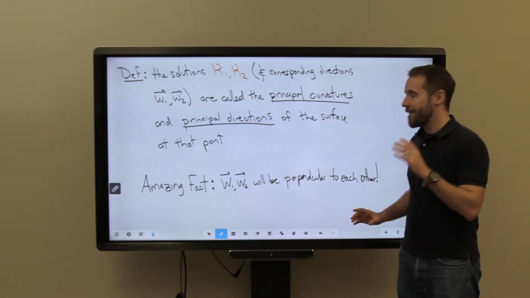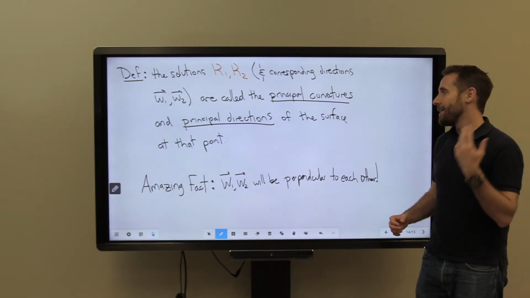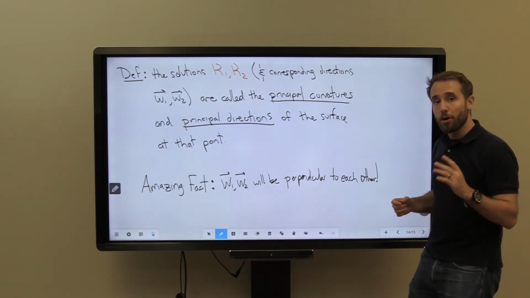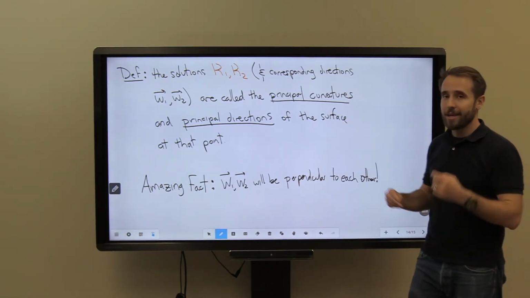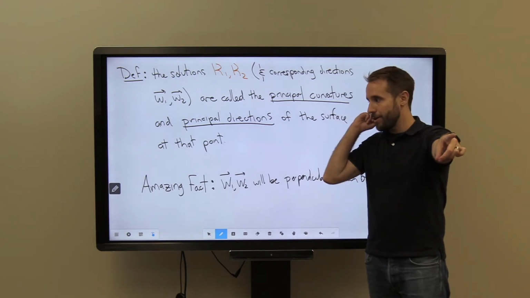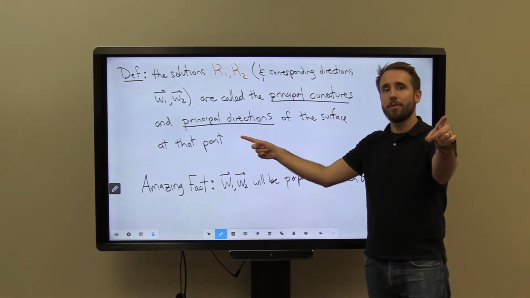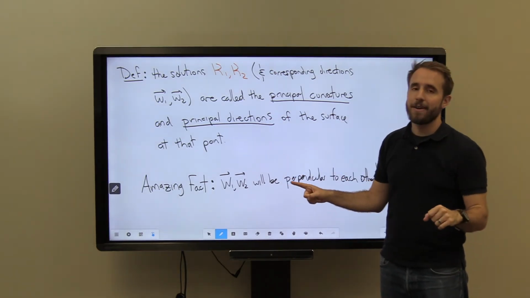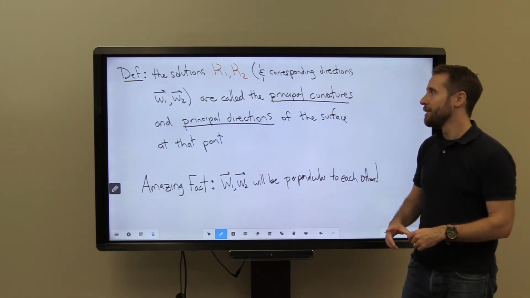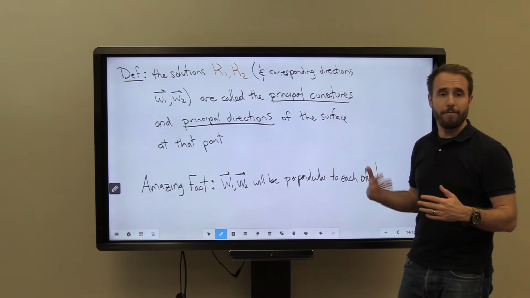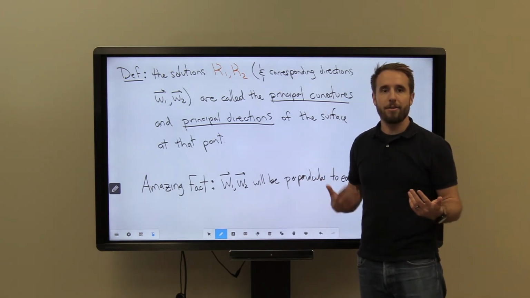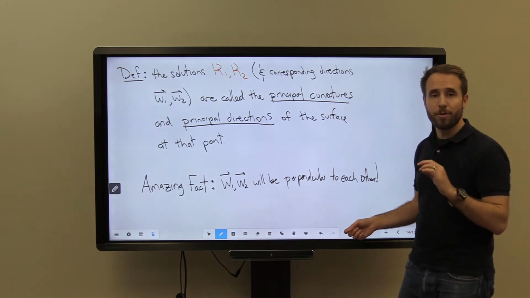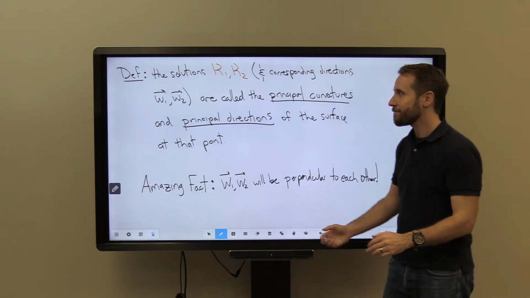Furthermore, there is an amazing fact, it's actually a deep linear algebra fact, that W1 and W2 will be perpendicular to each other. So not only will we get principal directions, a direction of maximum curvature and a direction of minimum curvature, but at every single point, they will always be perpendicular to each other. This amazing fact is often called the spectral theorem, and it pops up in different forms in different locations throughout linear algebra and higher mathematics. Here, this version of the spectral theorem is saying that these two principal directions will be perpendicular to each other.